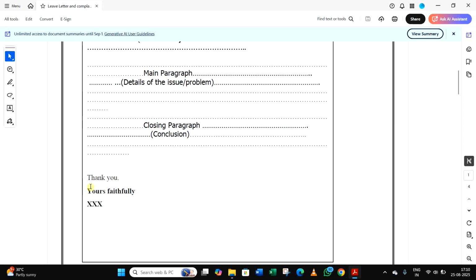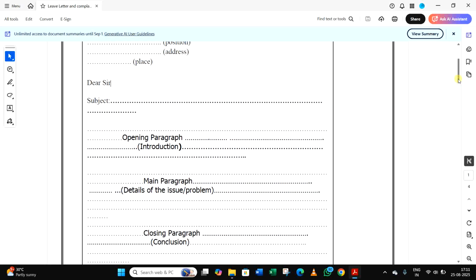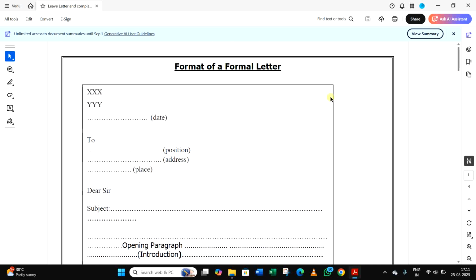Again, we have to leave one line space and then complementary close. Yours faithfully and XXX. So this is what the format of writing a letter is, my dear students. In this letter, we are not going to use any kind of commas because we are following open punctuation style. Even it is not compulsory.